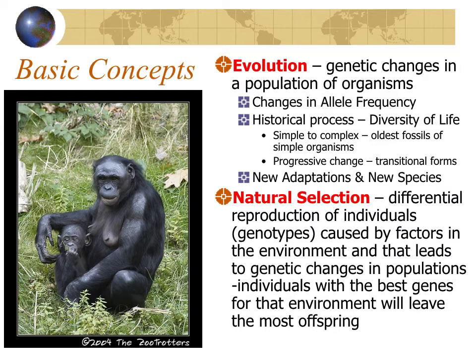And here, this is again a very specific definition. In biology, this means the differential reproduction of individuals caused by factors in the environment and leads to genetic changes in the populations. Okay? It's not survival of the fittest. What it means is individuals with the genes that are best suited for that environment will leave more offspring.